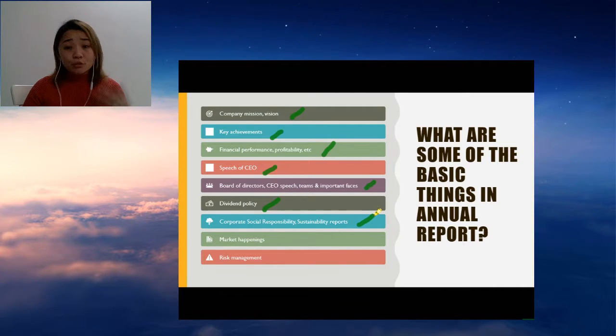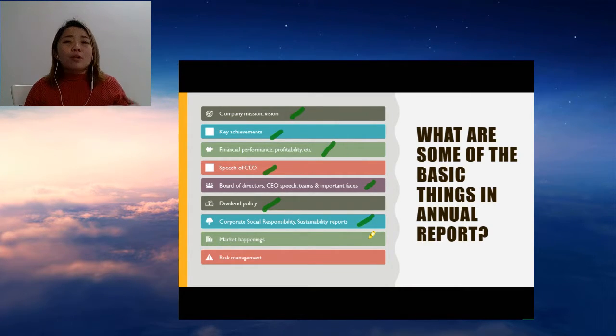And of course, corporate social responsibility. What are some of the good things that your company has done for society in general? And what are some of the efforts that you have made in order to sustain your business? That's what you call a sustainability report. But I know usually a sustainability report is always tied to the environment. Are you doing all you can in order to preserve the environment?